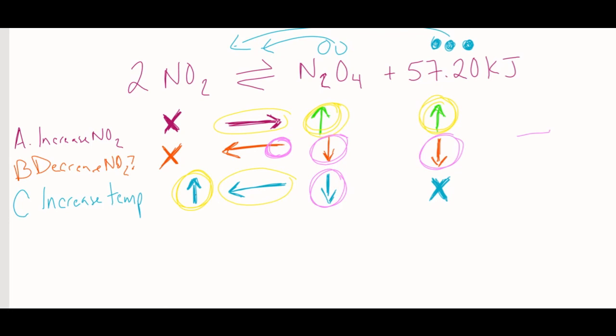Some students find that helpful once they decide which way the arrow is pointing. So if it's pointing one direction, that side goes up and the other side goes down. Some students find that helpful as well.